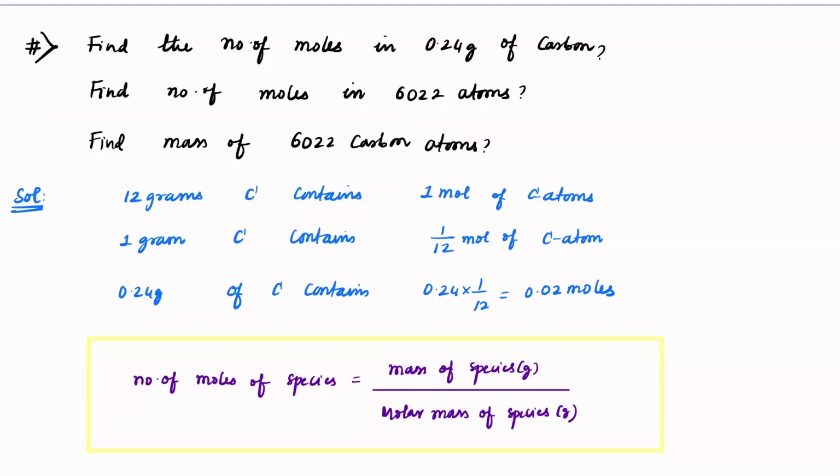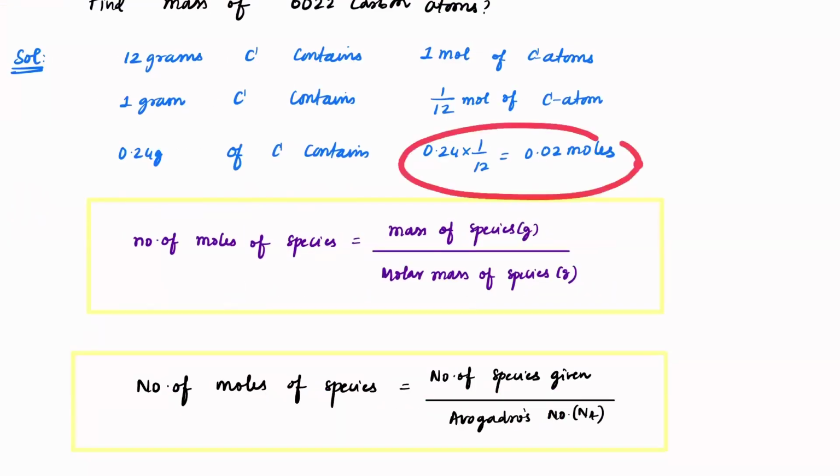Check out. I know that 12 grams implies 1 mole of carbon atoms. So 1 gram implies 1 by 12th mole of carbon atoms. So if 0.4 grams is taken, that means 0.4 into 1 by 12th of moles. So the answer is 0.02 moles. So using this analogy, I can formulate a simple formula here.